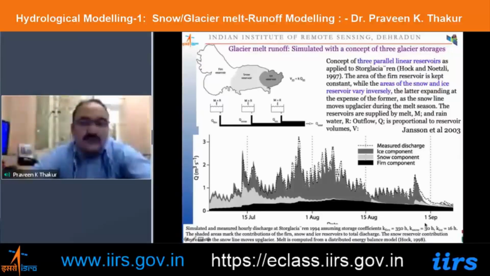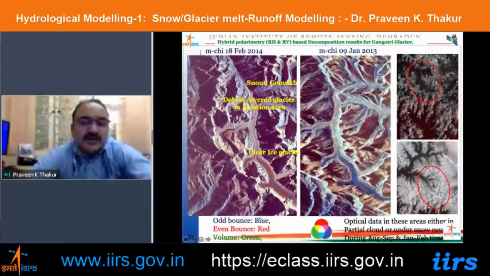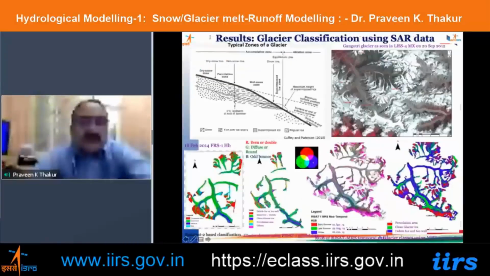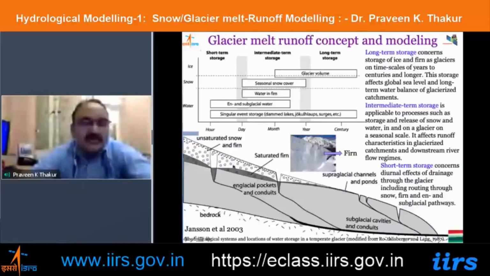This is applicable to the process and release of snow water from the glacier, snow and glacier on the seasonal scale. It affects the runoff in the glacierized catchments and the downstream rivers. Then this also includes the water in the firn. So this is the firn area. This firn area also releases the water at the seasonal scale.